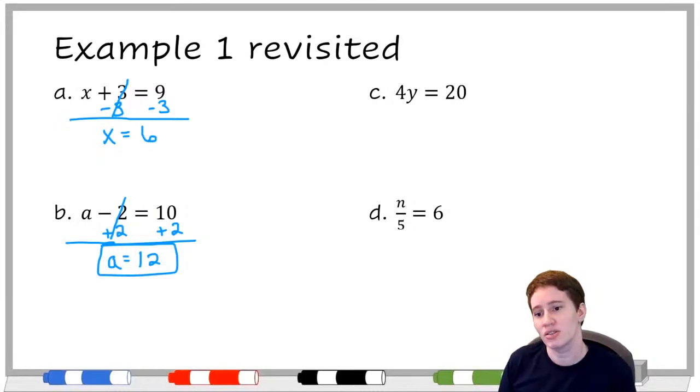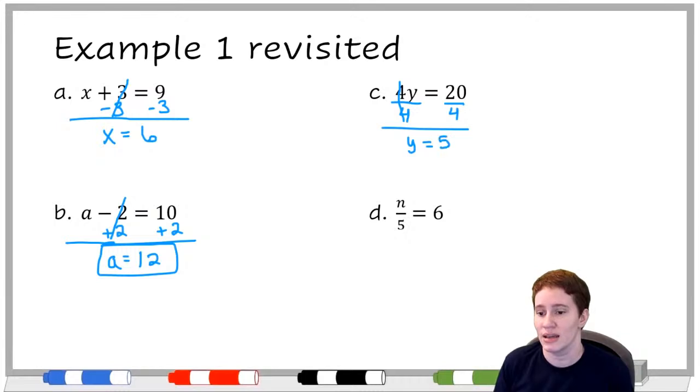Part C. So earlier when we did this, we said this is multiplication. 4 times y equals 20. The opposite of multiplication is division. So we're going to use the division property of equality to divide both sides of this by 4, and get y equals 20 divided by 4. Again, this is essentially the same thing we did earlier. We just did it in our head earlier.